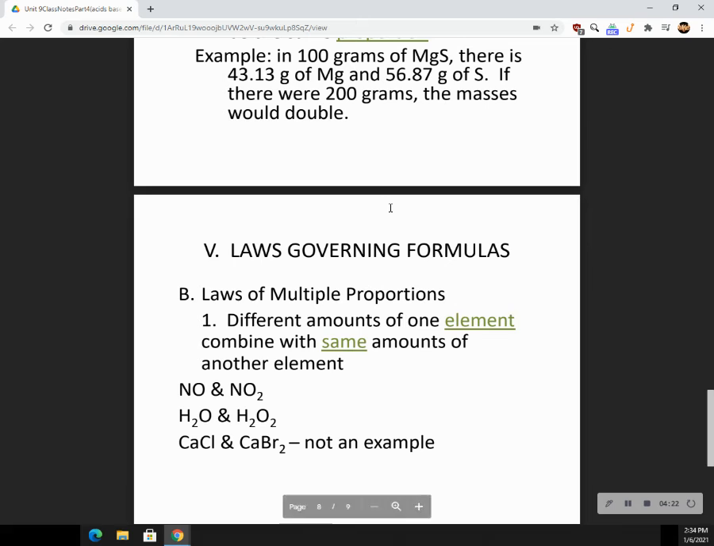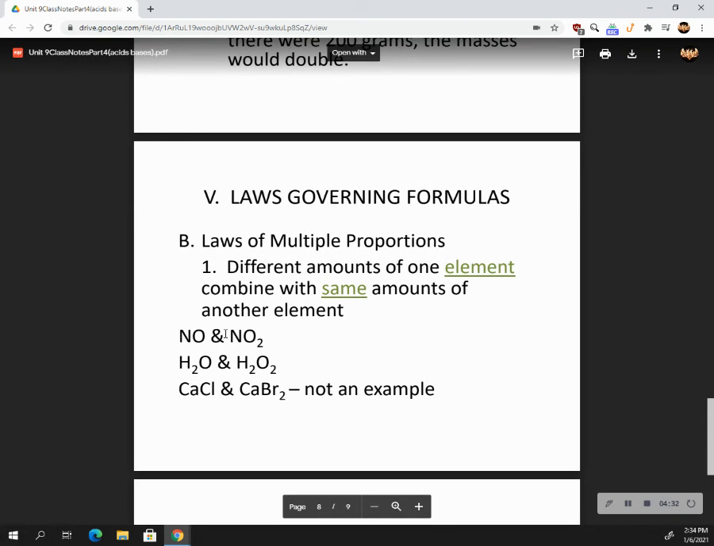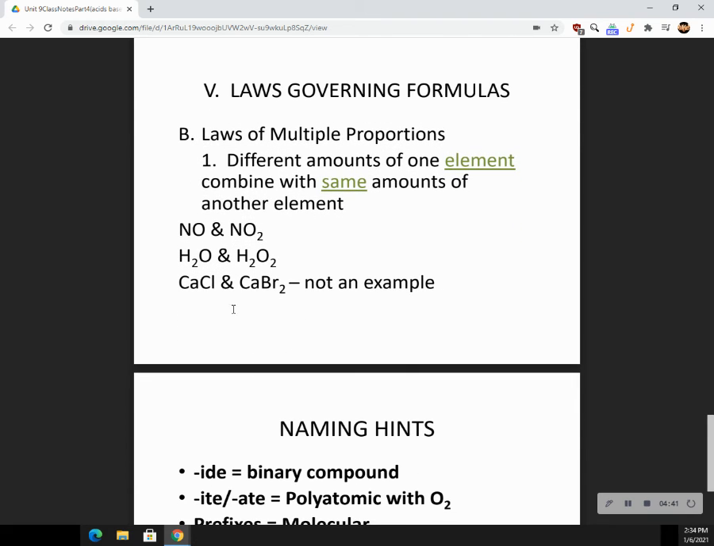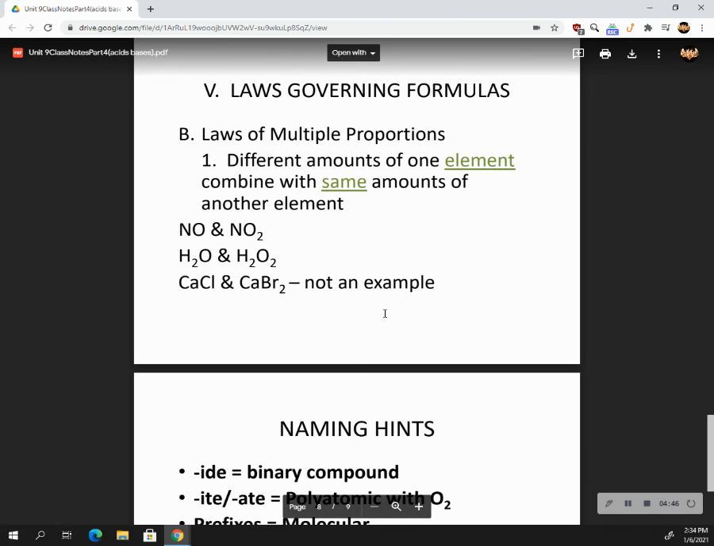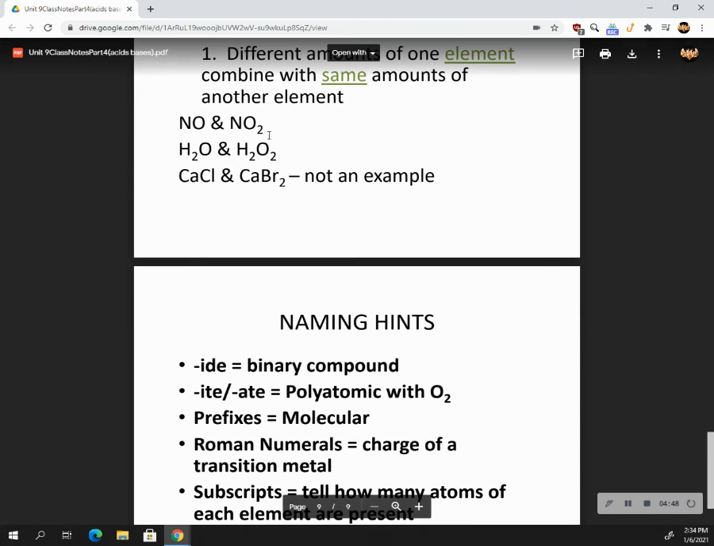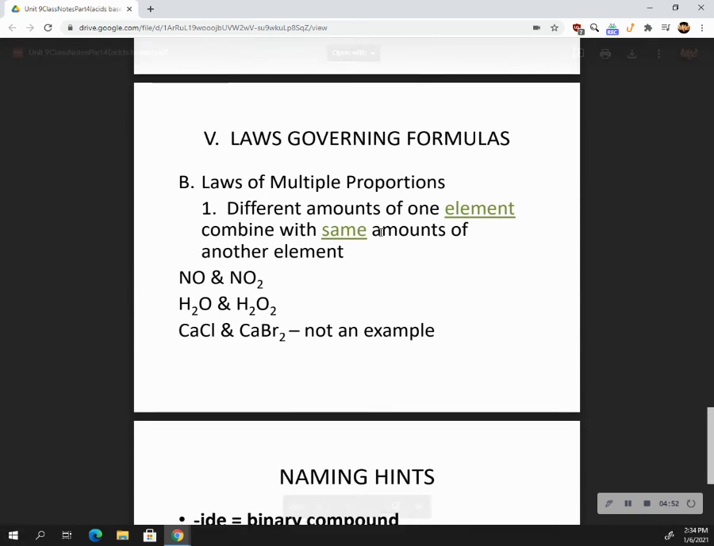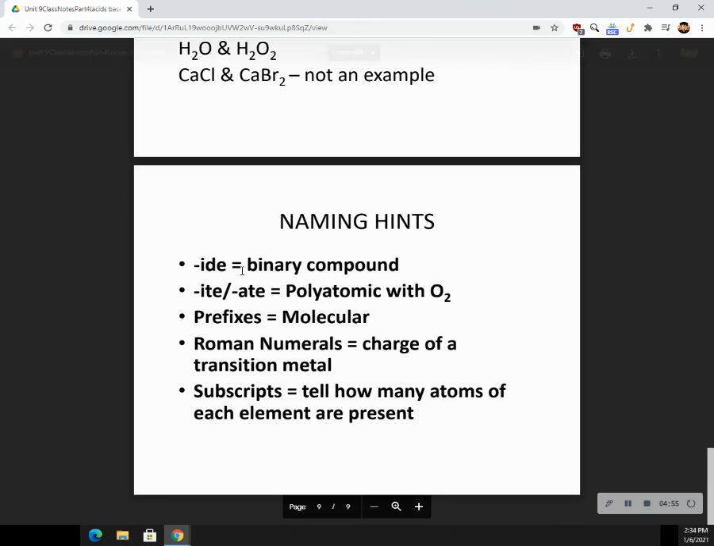Now the law of multiple proportions states that different amounts of one element combine with the same amount of another element. So we can have something like NO and NO2, or H2O2 and H2O, or CO2 and CO, things like that. So calcium chloride and calcium bromide would be two totally different things. They are not an example. So when we're looking at this, that means that it is possible for multiple proportions to happen with different element combinations.